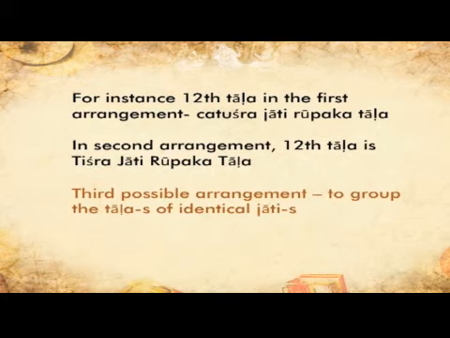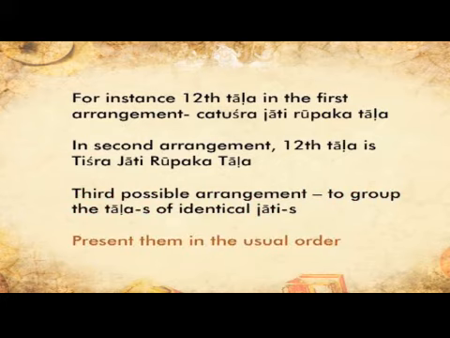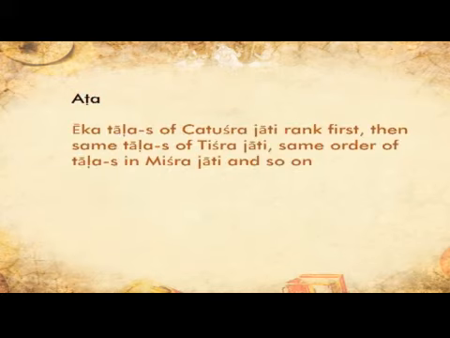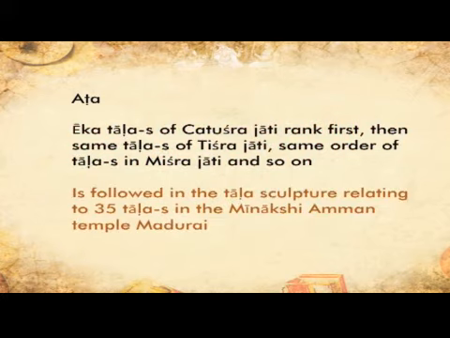A third possible arrangement is to group the talas of identical jatis and present them in the usual order. In this arrangement, the Dhruva, Matya, Rupaka, Jampa, Triputa, Atta and Ekatalas of Chatushra Jati will rank first, and then the same talas of Tishra Jati, and then the same order of talas in Mishra Jati and so on. This arrangement is followed in the Tala sculpture relating to 35 talas in the Meenakshi Amman temple in Madurai.